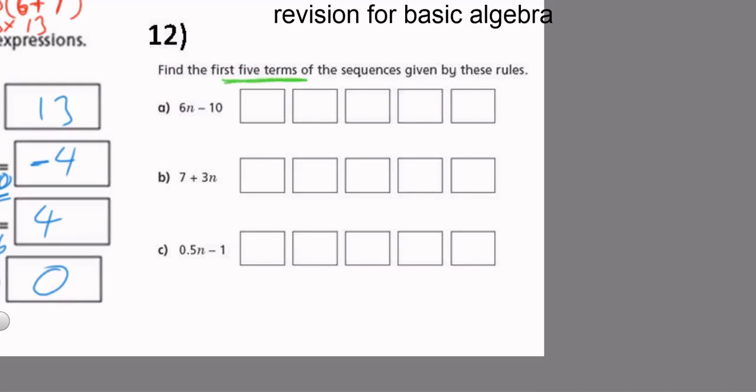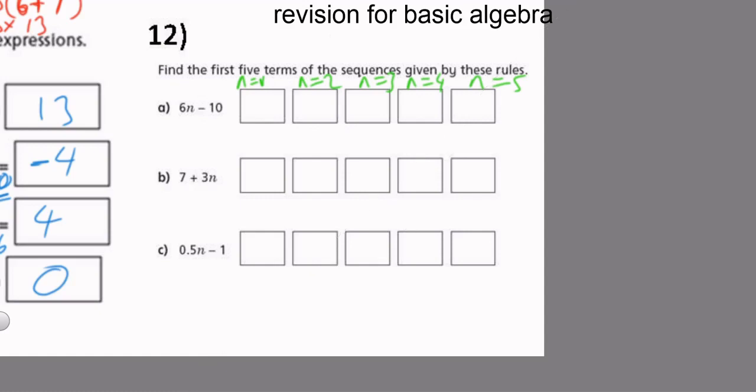Find the first 5 terms. 1, 2, 3, 4, 5. Find the first 5 terms for each one of these rules. Right, let's do this one first. So we can replace the n with 1 to get this one, and replace the n with 2 to get this one, 3, 4, and 5, and so on. So it will be n equals 1, n equals 2, 3, 4, and 5. Well, let's do the working out.